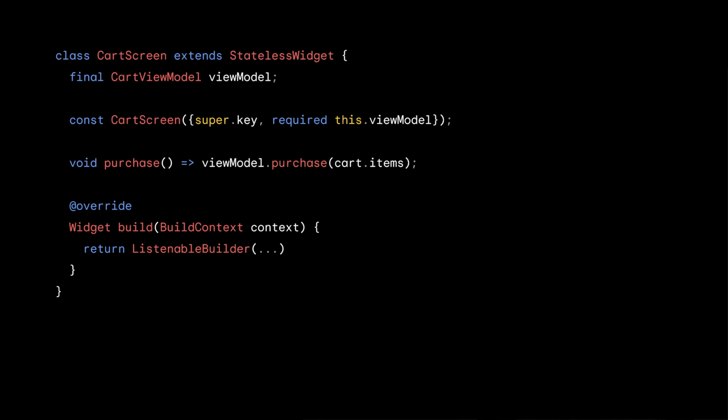In the Dash Store app, when a user presses Purchase, the widget doesn't turn around and call the Payments API directly. So in order to keep the widget reusable and only focused on displaying the UI, that logic is deferred to a different object using a callback that is passed in as a parameter to the widget's constructor.